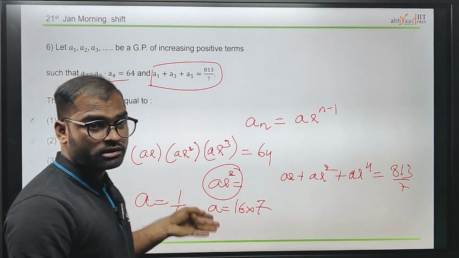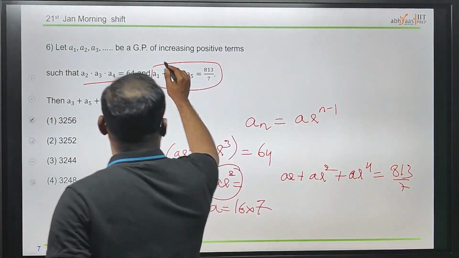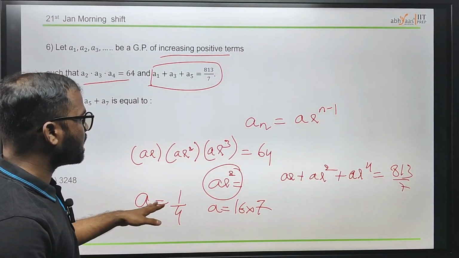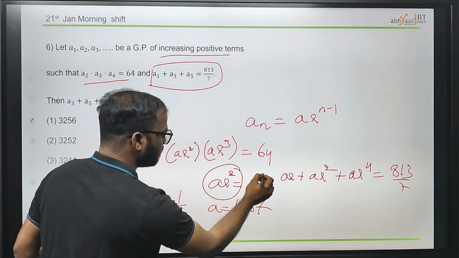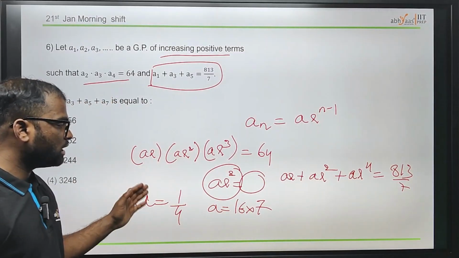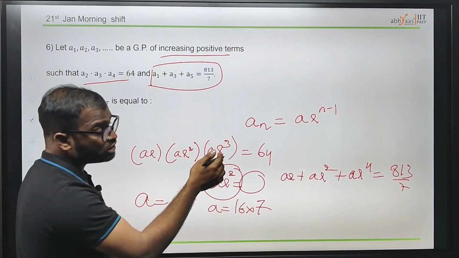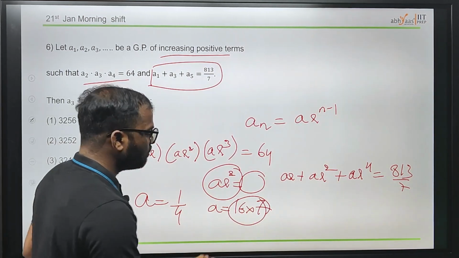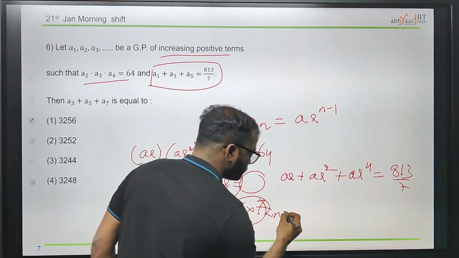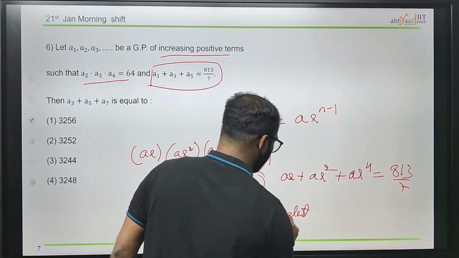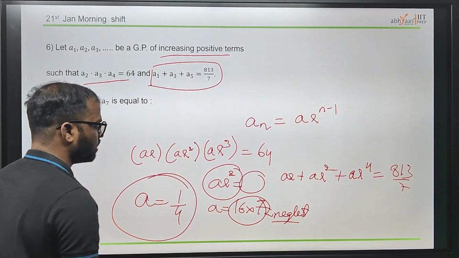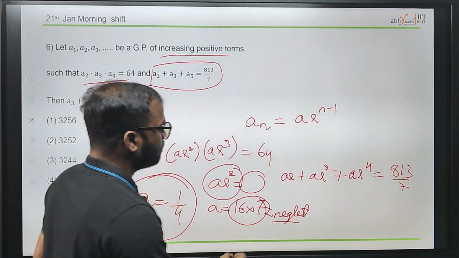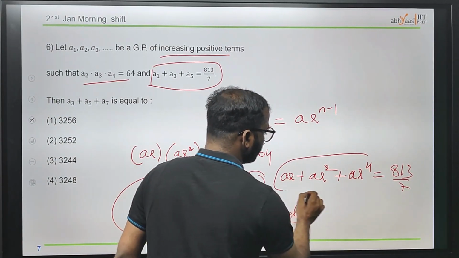Now, if you observe that they said increasing positive terms, and if you substitute these values in what we get here, one will be a positive term, while the other will be a negative term. For this, we will neglect this term, and we will choose A equal to 1/4.